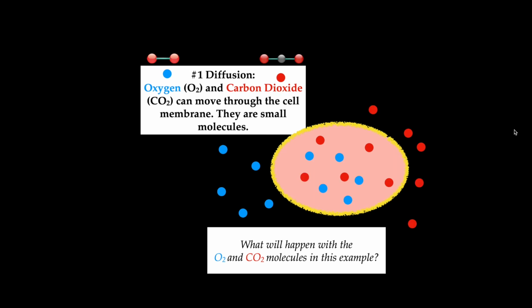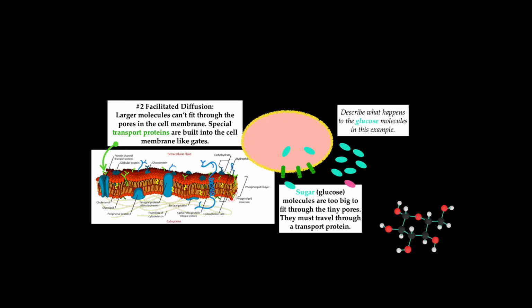Some of the oxygen molecules would diffuse into the cell until the concentration gradients are equal inside and outside. Likewise, some of the carbon dioxide would also diffuse until the concentrations are equal inside the cell and outside the cell. Simple diffusion like that works great for tiny molecules like CO2 and O2.